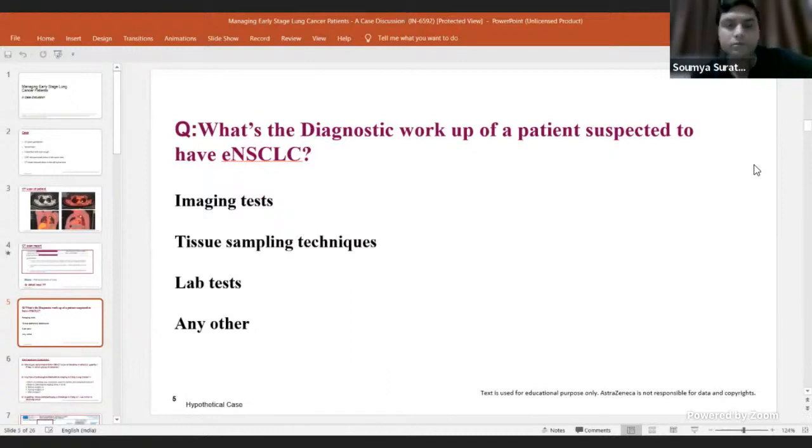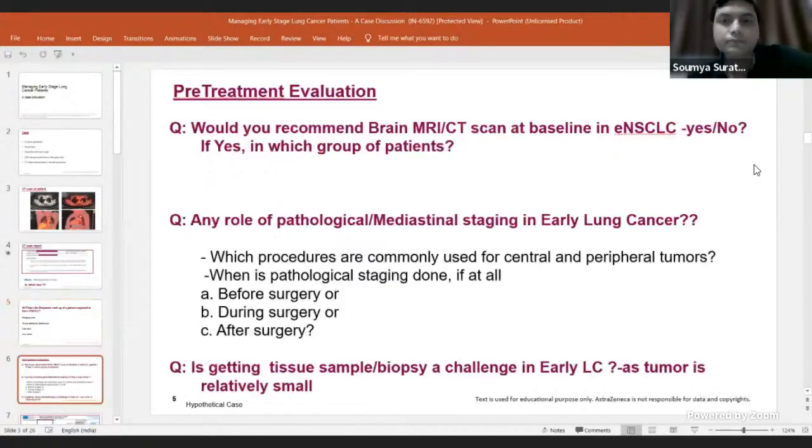Very good, Amit. So we'll go to the next slide. Regarding brain MRI and CT, we have already discussed that part. Any role of pathological or mediastinal staging in early lung cancer? We have discussed that also. It is mostly before surgery, and sometimes during surgery, some thoracic surgeons do it at the same sitting. And most of the centers in Odisha are not doing a mediastinoscopy. We all know that. We have already discussed that we are comfortable with a biopsy rather than cytology always.